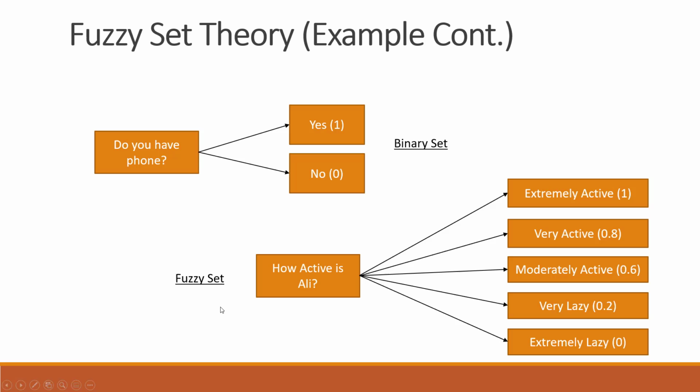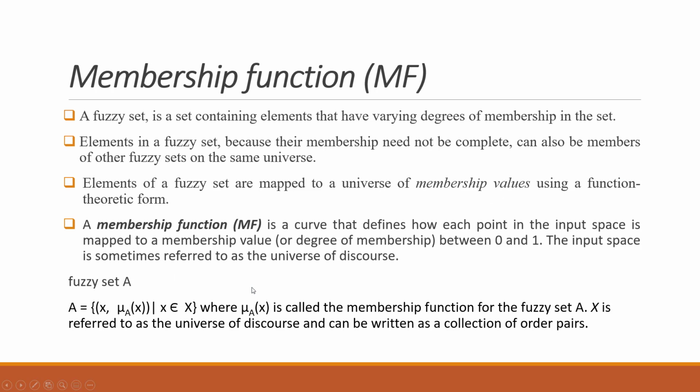Once again, if you ask someone, do you have a phone, he will answer yes or no. So this is just a binary approach, or this is called a crisp set. What will be the fuzzy set? For example, if you ask someone how active is Ali, one may say extremely lazy, very lazy, moderately active, very active, extremely active. So this is the lowest one and this is the highest one, but between lowest and highest there are also some membership functions. So now this is not a binary set, this is a fuzzy set.